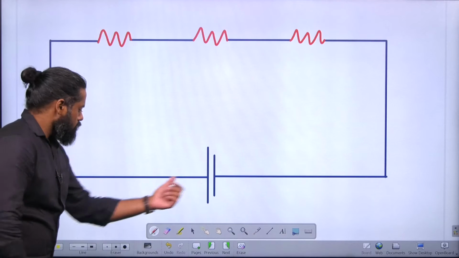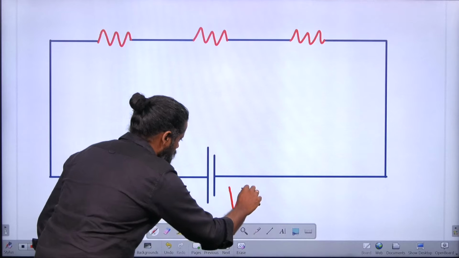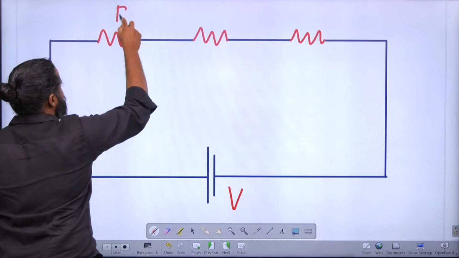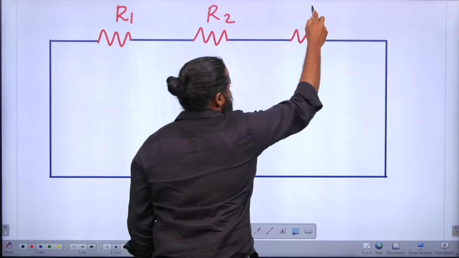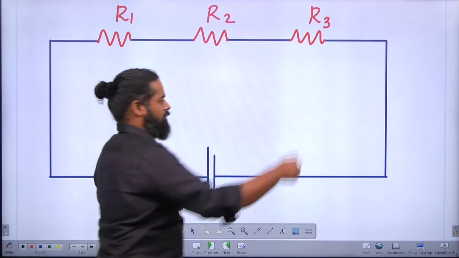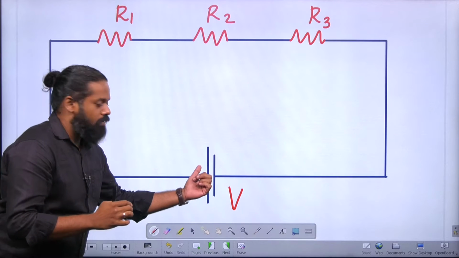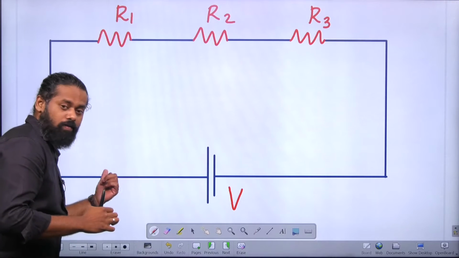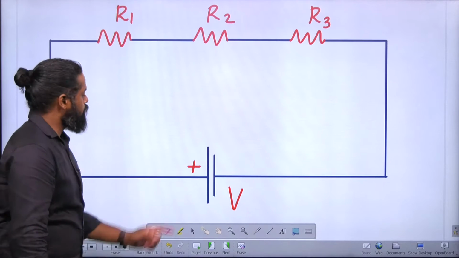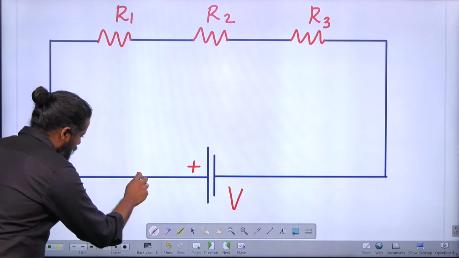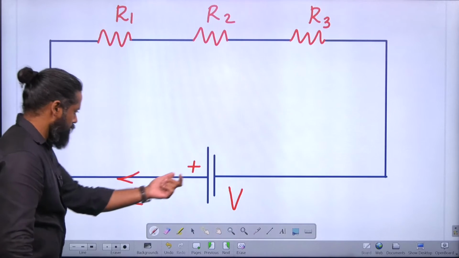See here, this is a voltage source. Here we have a voltage source and it's connected to resistances R1, R2 and R3 respectively. The moment we complete this circuit, you know that the conventional current will be flowing from the positive terminal of the dry cell to the negative terminal. That means the current will start flowing from this point. Let I be the current starting from this terminal.